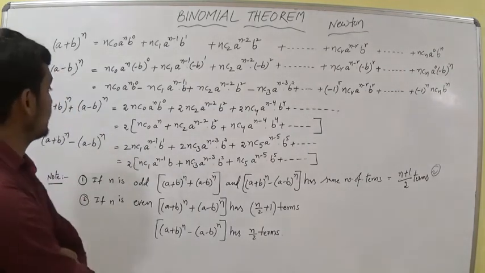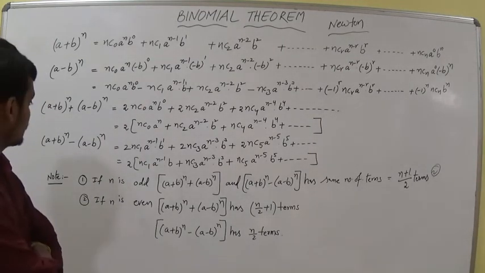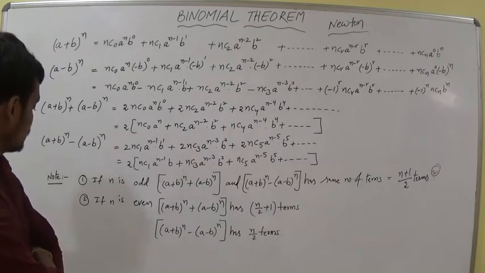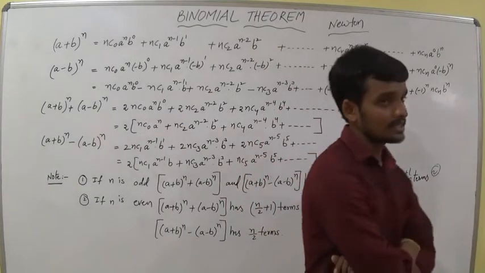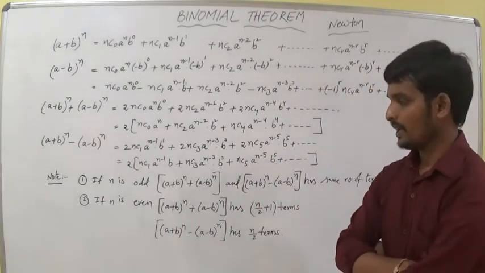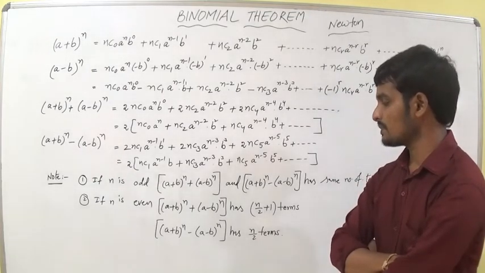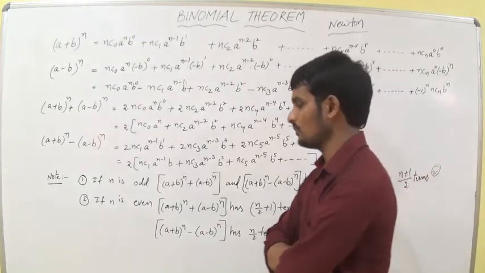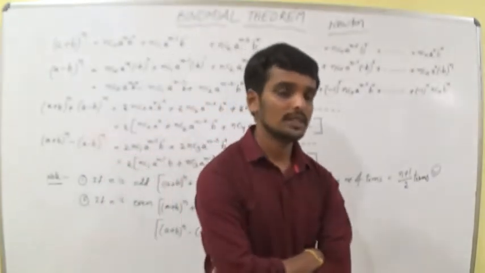Then their addition, what can you get? Which type of terms we are getting? And if you subtract those two, which type of terms you are getting? So from these two examples, how many terms has (a plus b) whole power n plus (a minus b) whole power n? If n is even, (a plus b) whole power n plus (a minus b) whole power n has dash terms.